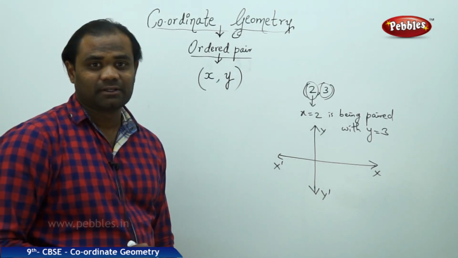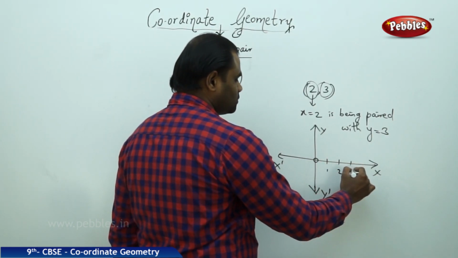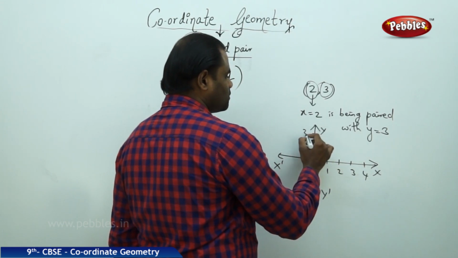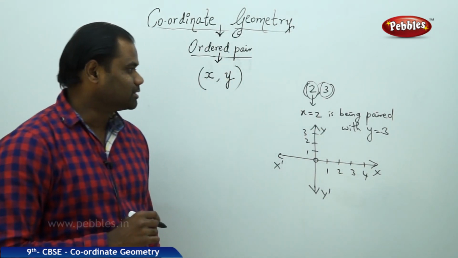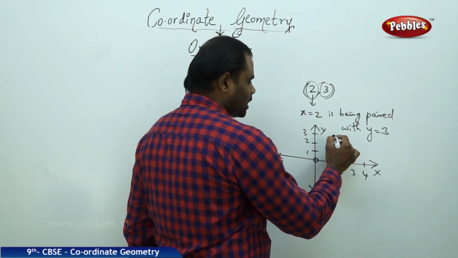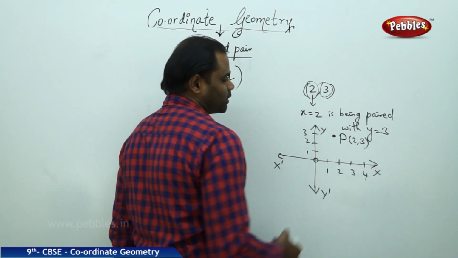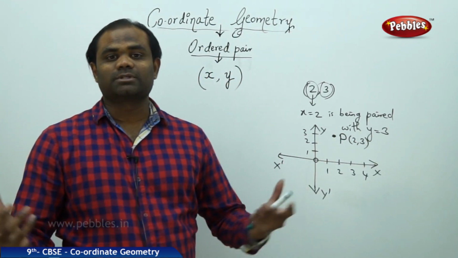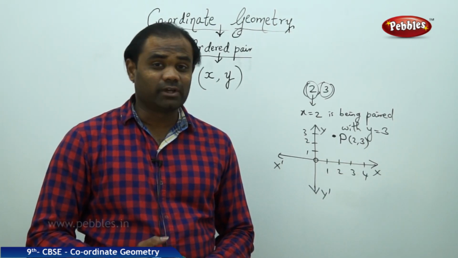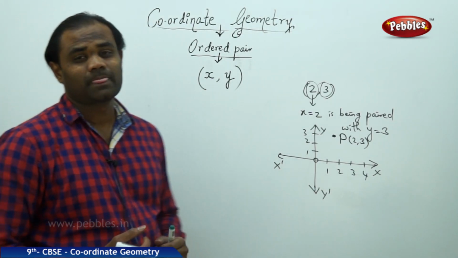So here I have the Cartesian plane in which 1, 2, 3, 4. I clearly see my x coordinate, which is 2, and y coordinate, which is 3, are paired together to form a point (2, 3). The pair forms a point in the Cartesian plane. This is how we understand the pair. But what is an ordered pair?